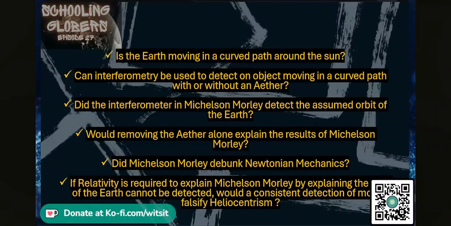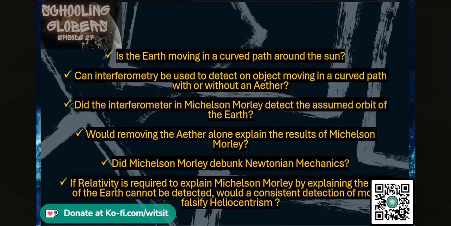very exact methodology. Okay, so then if we go back and we say, is the Earth moving in a curved path around the sun? The answer is yes. And then I say, okay, again, can interferometry be used to detect an object moving in a curved path? Yes. Even without an ether? Yes.